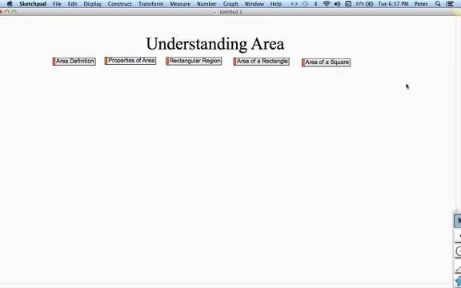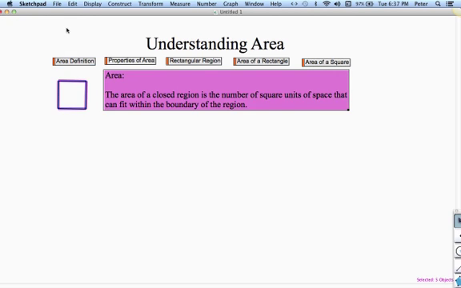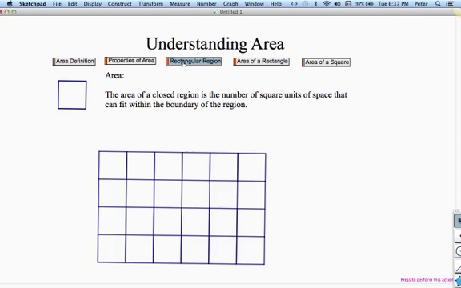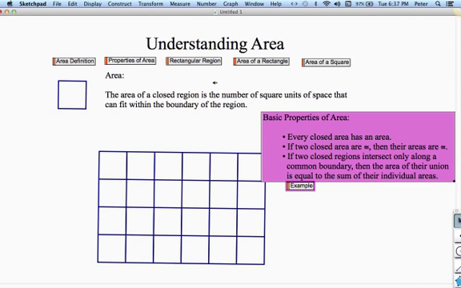Okay, understanding area is probably going to be something that's pretty familiar to you, but nevertheless, let's take another look at that definition. The area of a closed region is just the number of square units of space that can fit within the boundary of the region. Well, that's not too hard. That makes a lot of sense. So when we look at a rectangular region, all we're doing, finding the area, is figuring out how many of these square units fit inside it. Okay, well, what are some of the properties of area?